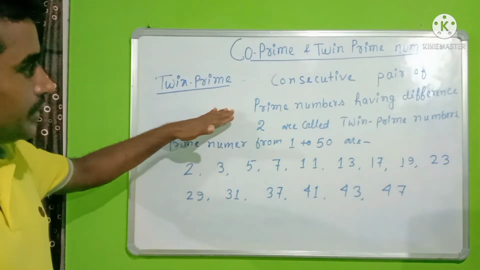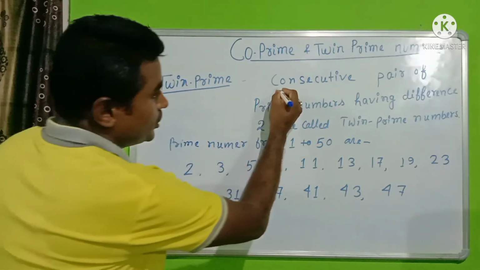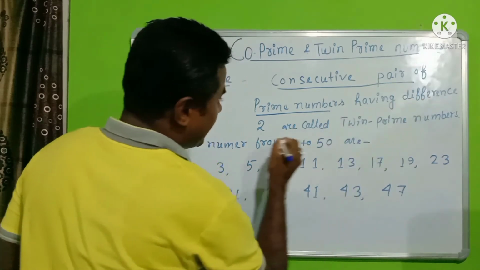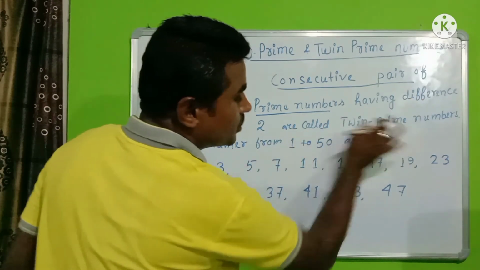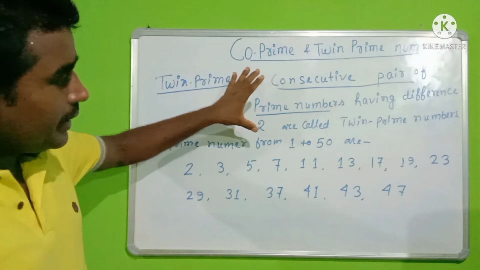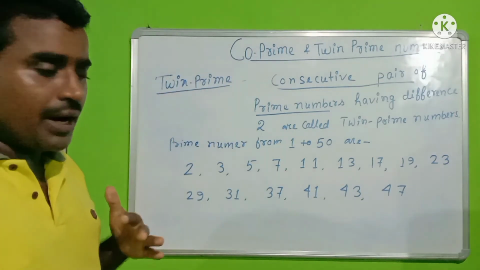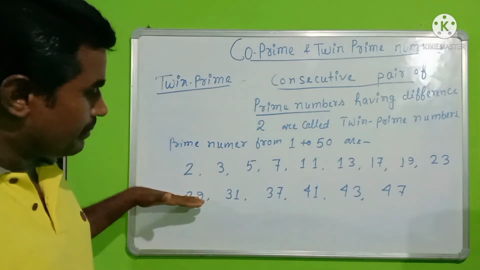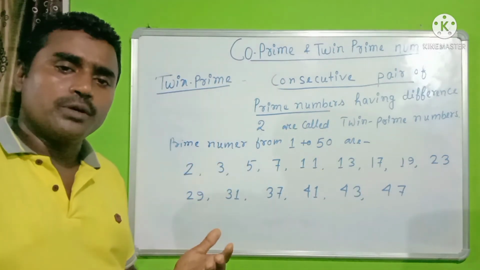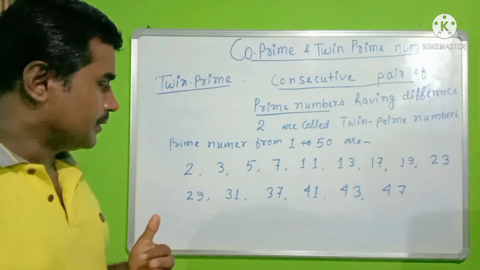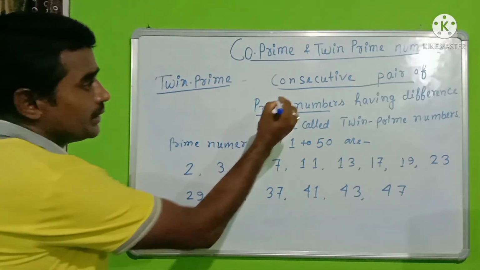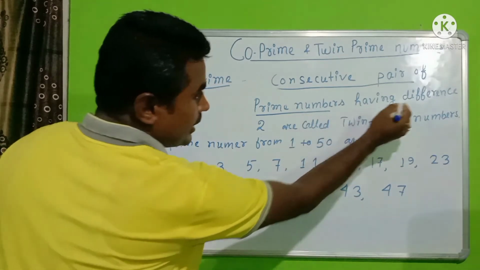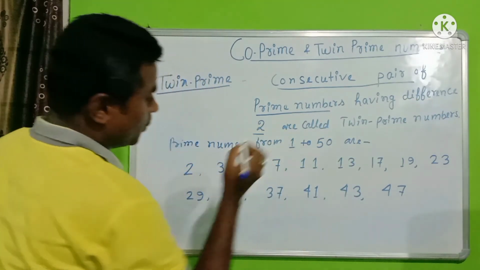Okay. So according to the definition, consecutive pair of prime numbers having difference 2 are called twin prime. Keeping this definition in mind, we say which pair of these prime numbers are twin prime or which are not. First, consecutive pair of prime numbers. Then their difference is 2.